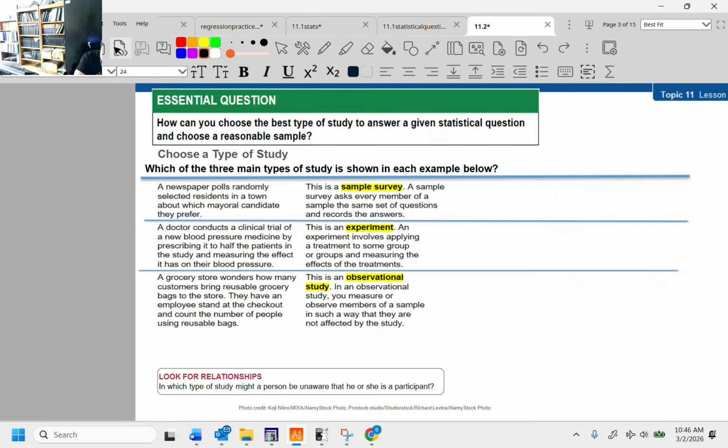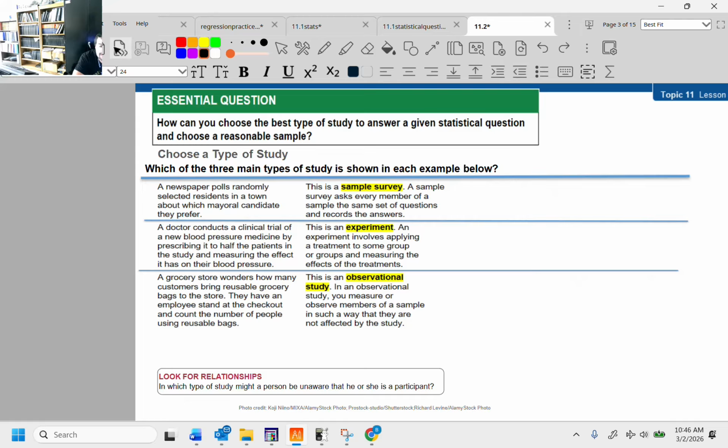All right. How can you choose the best type of study to answer given statistical questions? Which of the 3 main types of study is shown in the example below? We have what's called a sample survey, an experiment, and an observational study. And I haven't defined these in the notes yet, so now's a good point. Plus, it's already given in here. A newspaper polls randomly selected residents in a town about which mayoral candidate they prefer. This is a sample survey. It asks every member of a sample the same set of questions and records the answer. It does have bias in the fact that only the people that respond are going to be in there.